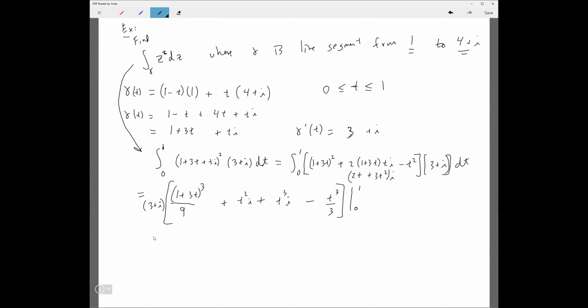Okay, so put a 1 in first. And that's going to give you 1 plus 3, that's 4. 4 to the third, whoa, 64 over 9. And then putting a 1 in here, you get i. Putting 1 in there, you get another i. And then putting 1 in there, you get 1 minus a third. Okay, and then subtract and put the lower limit in, put the 0 in. And that's going to be minus 1/9.